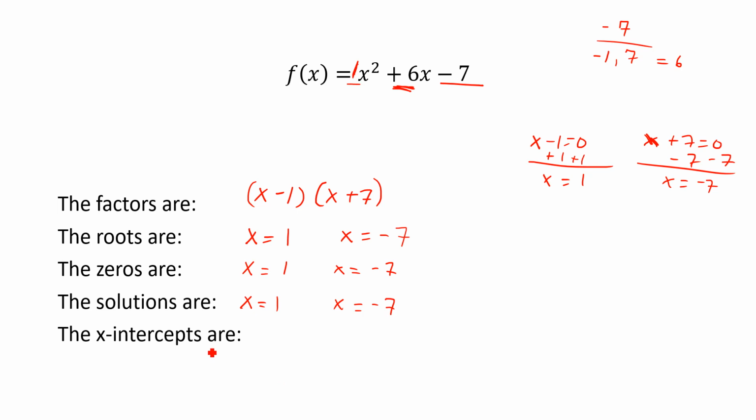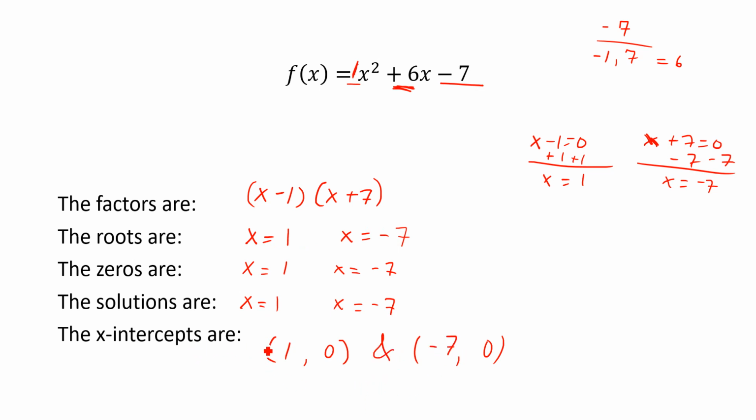Now our x-intercepts, we want to use points for these. Our x-intercepts are always going to have y values equal to 0, and they're going to have an x coordinate, which are just going to be equal to our roots or zeros or solutions, 1 and negative 7 here.